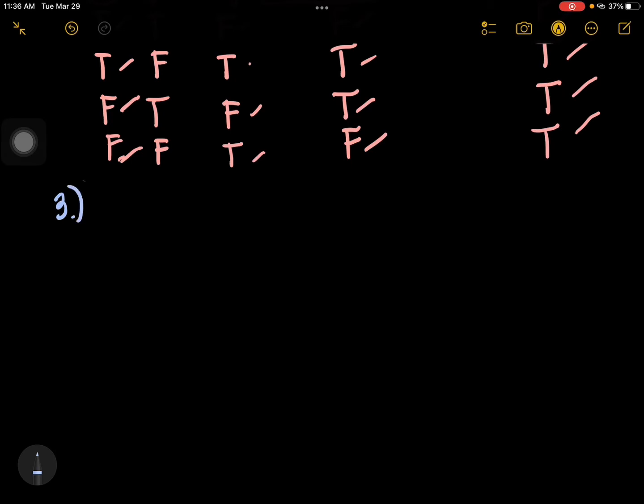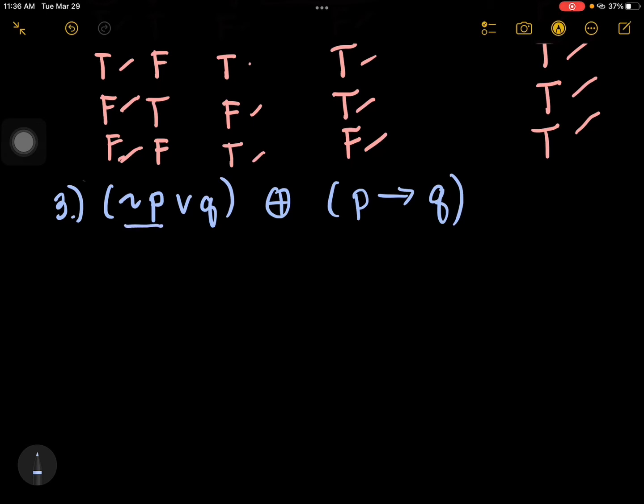For our third example, let's have not P or Q, exclusive or, if P, then Q. We need to operate this first and then this second. This is the third and then the last one. So just remember your GEMDAS or PEMDAS rule. You have to evaluate first what is inside the parenthesis.